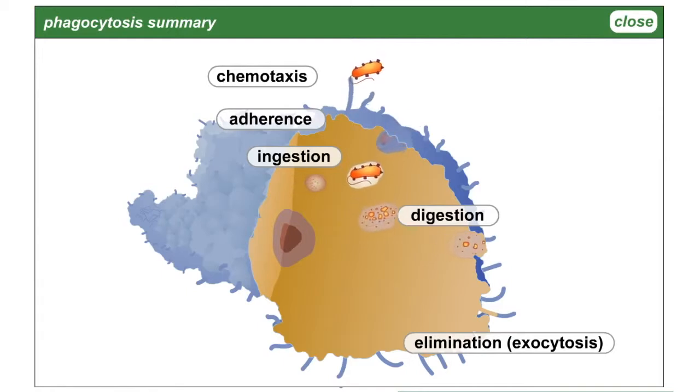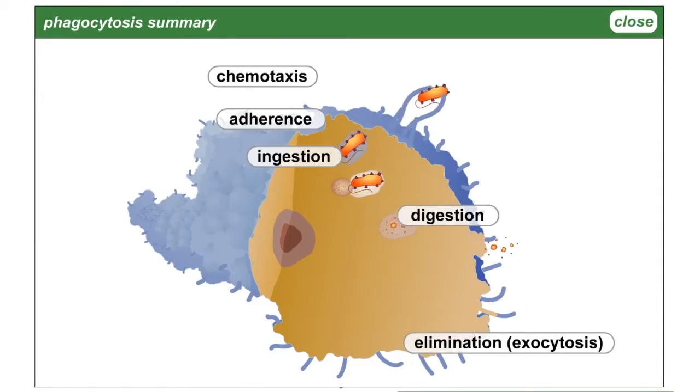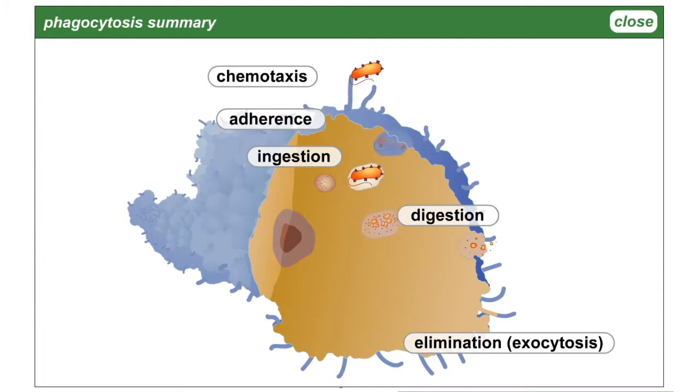Certain immune system cells, such as macrophages and neutrophils, utilize phagocytosis to ingest and destroy invading microorganisms. These phagocytes attack and destroy invaders using chemotaxis, adherence, ingestion, digestion, and elimination. Chemotactic chemicals attract the phagocytes to the site of infection, and opsonins aid in adherence of the phagocytes to the surfaces of the microorganisms.